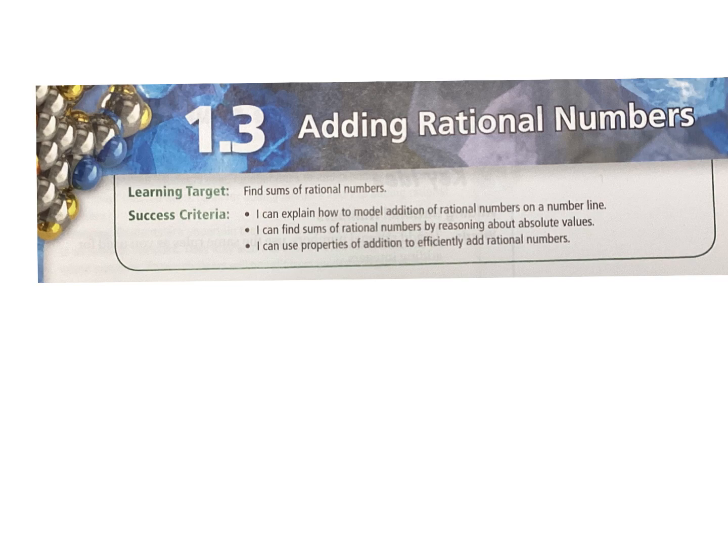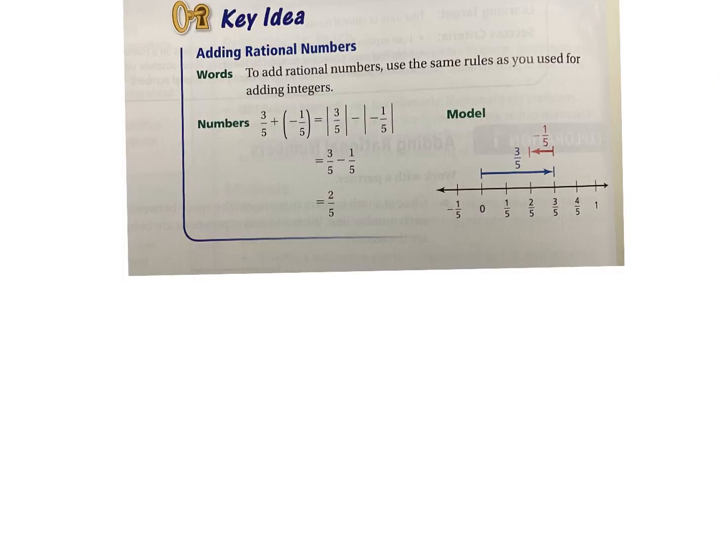This is lesson 1.3. We will be adding rational numbers. And remember that rational numbers are all the integers, positive and negative whole numbers, and zero. And it also includes all the fractions. This is very similar to adding integers, and so we're going to follow the same rules.